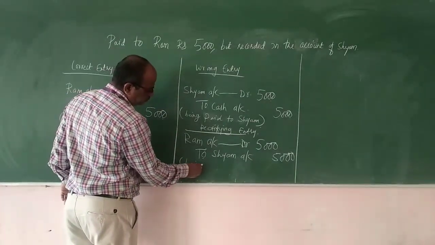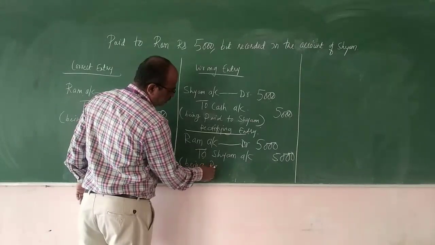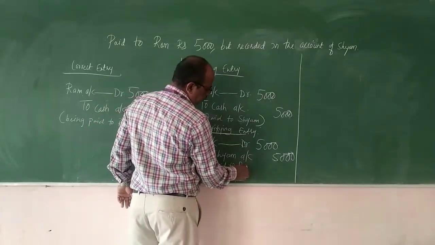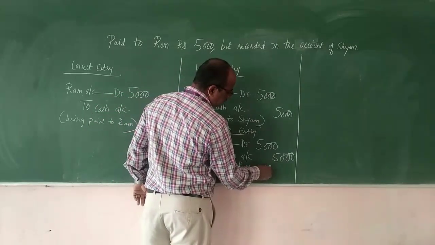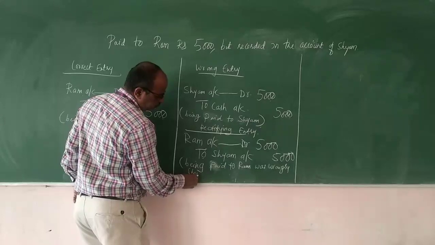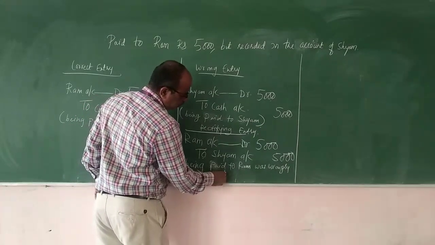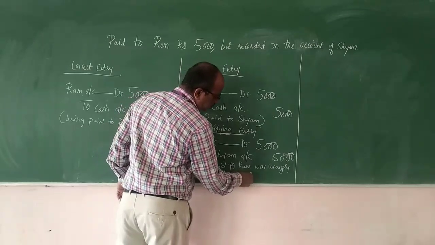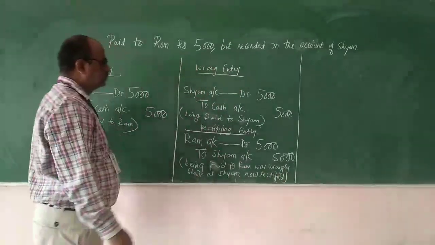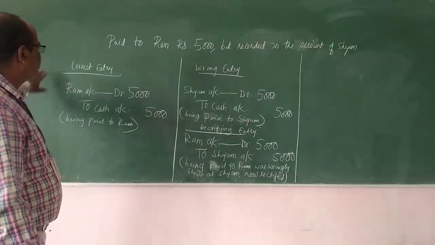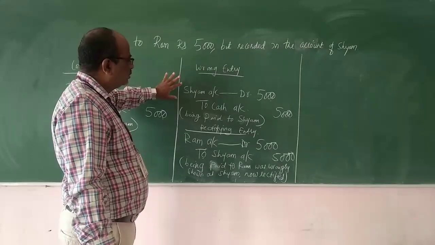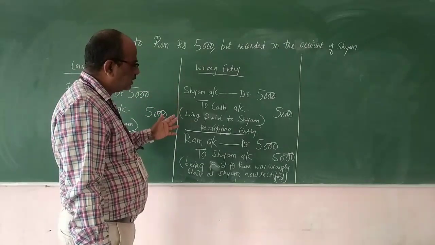Being paid to Ram was wrongly shown as Shyam, now rectified. So what you are supposed to do is first write the correct entry, then write the wrong entry. Then you can easily come to know what will be the rectifying entry.